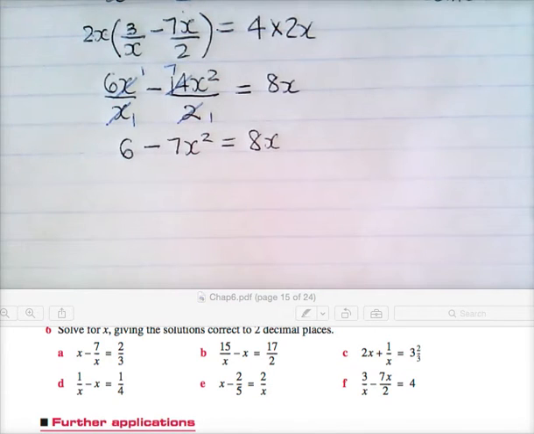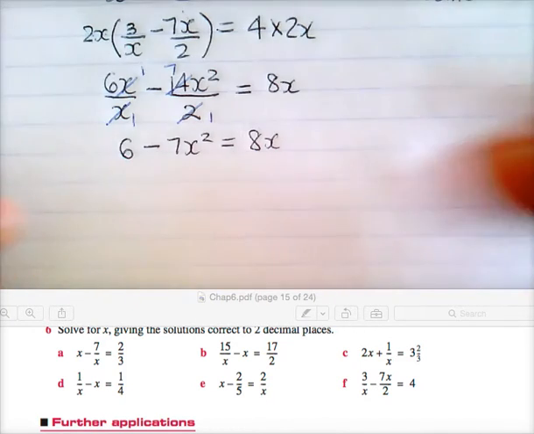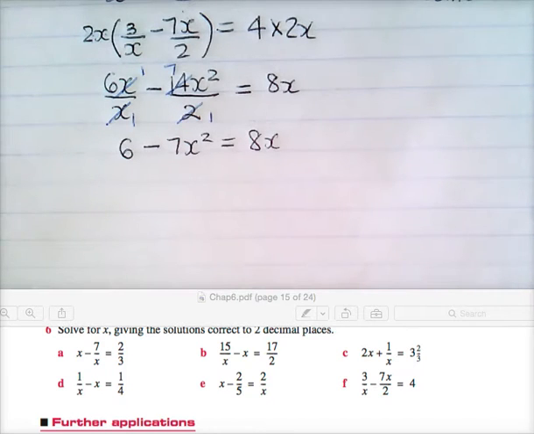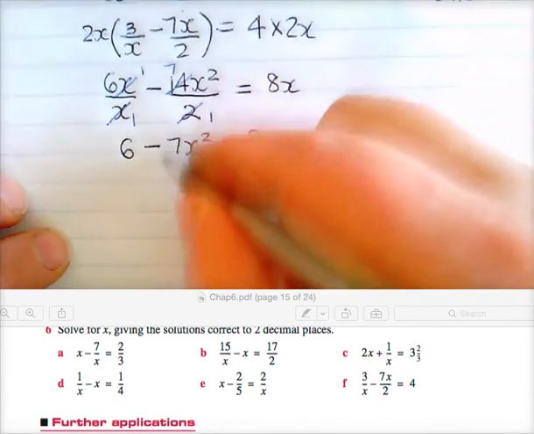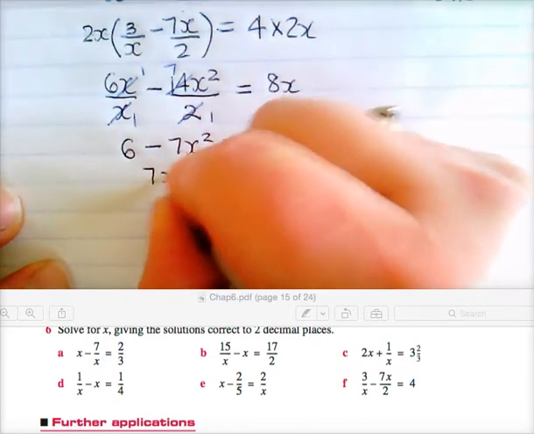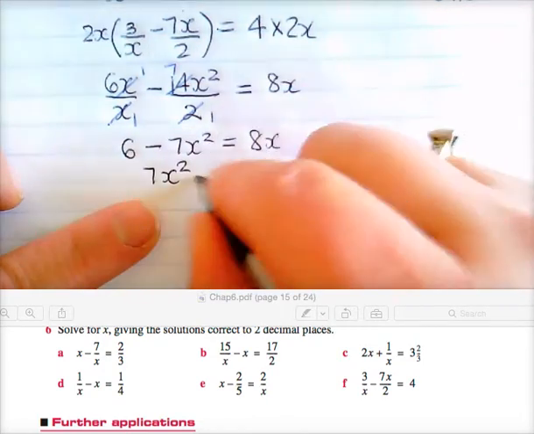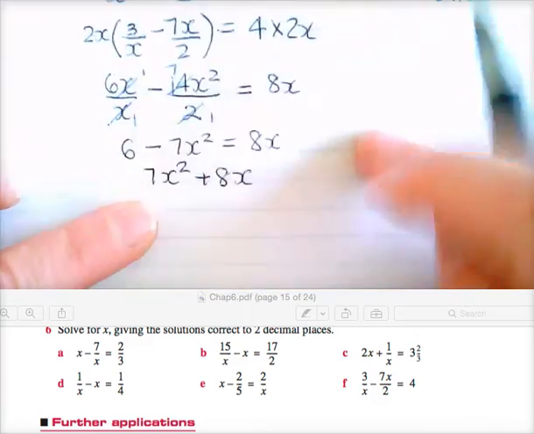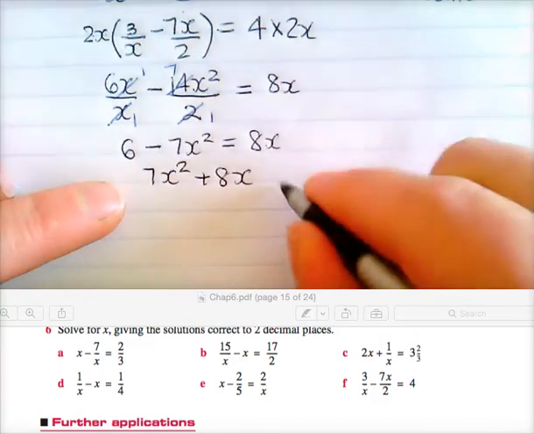You don't want negative x squareds. You never want negative x squareds when you're factorising. So take it all to the right, by putting the equal 0 on the other side. I want to take everything to the right and I get positive 7x squared. The plus 8x stays because it's going over that side. What about the 6? Minus 6.